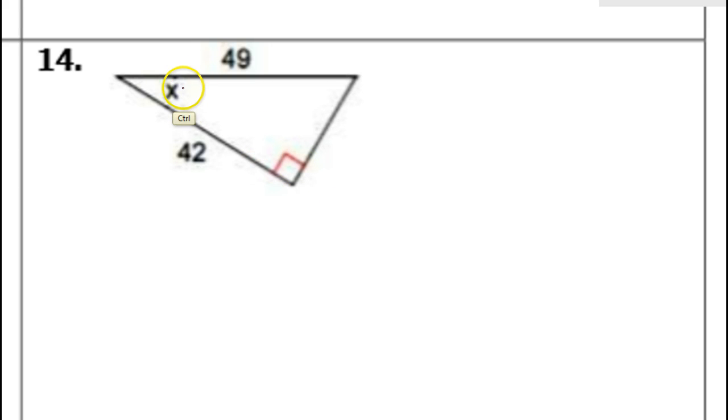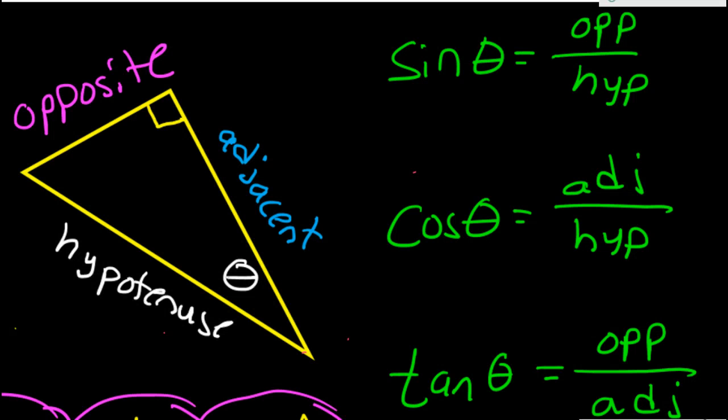Number 14. Aha, we're looking for an angle. Notice we will have to do an inverse trig function to find an angle. This is the hypotenuse. And this is the adjacent leg. Adjacent means right next to, and this is right next to the angle. Adjacent and hypotenuse, that's the cosine function, adjacent over hypotenuse.